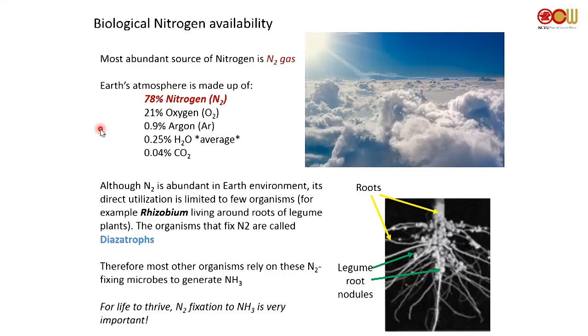That's why, if you grow plants, like in your potted plants in soil, there must be bacteria in the soil, because if not, you have no N2 source. With no nitrogen source, your plant cannot grow and will die. These bacteria that can fix N2, we usually call them diazotrophs, diazotrophic organisms. Therefore, most other organisms heavily rely on these N2 fixing microbes to generate ammonia. And for life to thrive, N2 fixation to ammonia is very, very important.